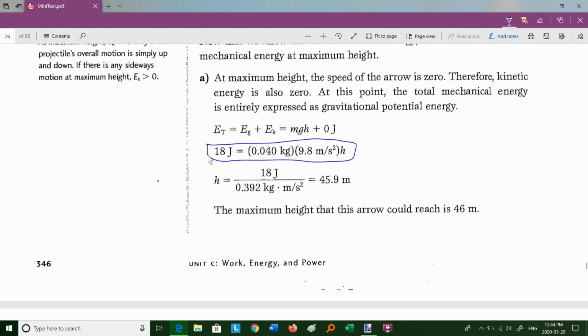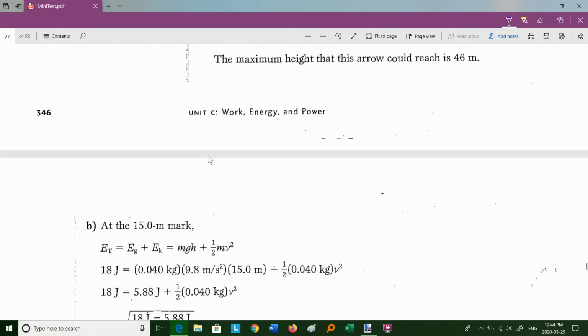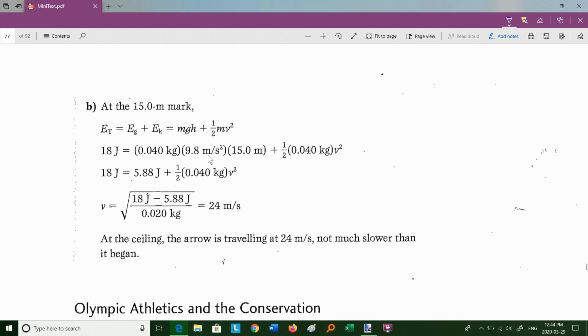The second example is, what about at the 15 meter mark? So there are some gyms which are at least 15 meters. So remember, the mechanical energy in total is still 18 joules. So at the 15 meter mark, you're going to have non-zero contributions from both the gravitational potential energy and the kinetic energy.